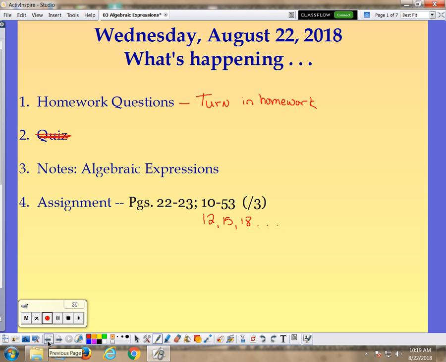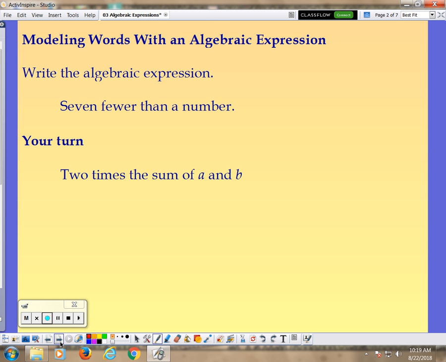Okay, make sure you've turned in your homework. There's no quiz today. We're doing page 22 to 23. You're doing every third problem, so anything divisible by 3. So 12, 15, 18, so on and so forth. I'm really sorry about the no volume.